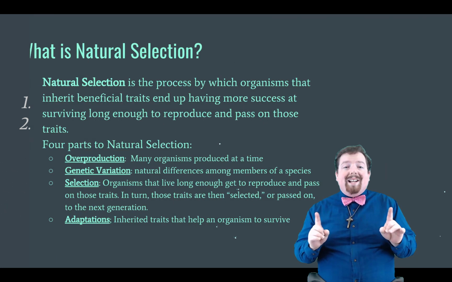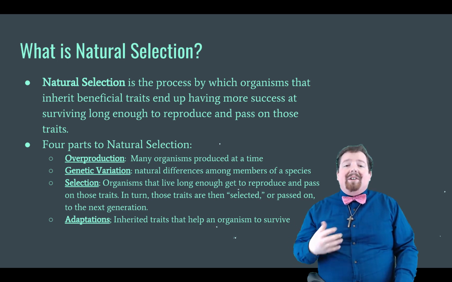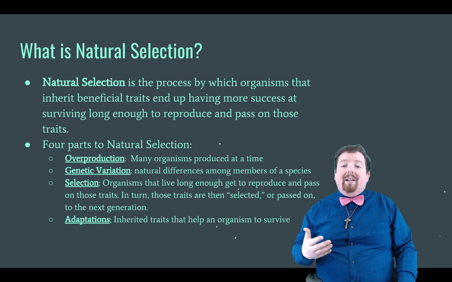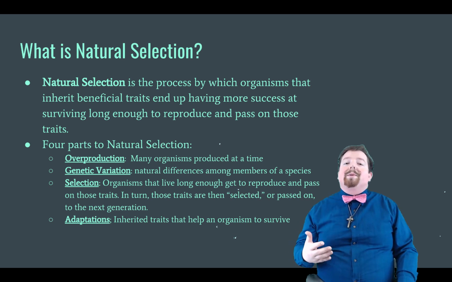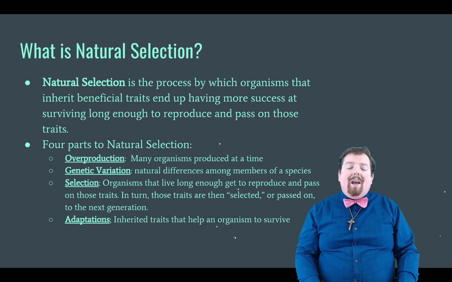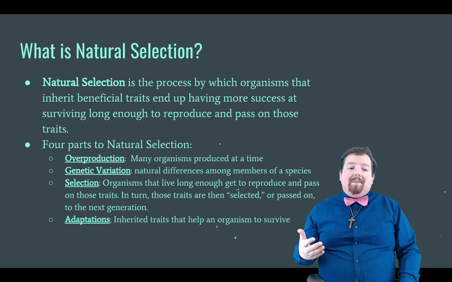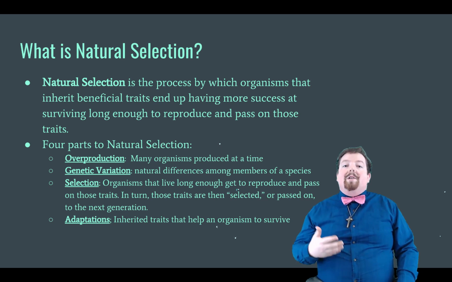So first off, what is natural selection? Natural selection is the process by which an organism that inherits beneficial traits ends up having better success at surviving just long enough so it can reproduce and pass on those traits. Basically, natural selection states that those organisms that are best fit for their environment are more likely to reproduce and pass on their traits.